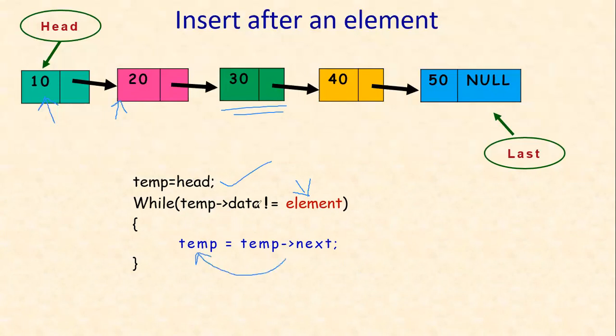Now again I am verifying whether temp data is not equal to element. Here 20 is the temp data, so 20 is not equal to 30, right? So I will get into the loop again, and I will assign the next address to temp. Temp next means this one, because when this is temp, temp next is nothing but the address of this node.